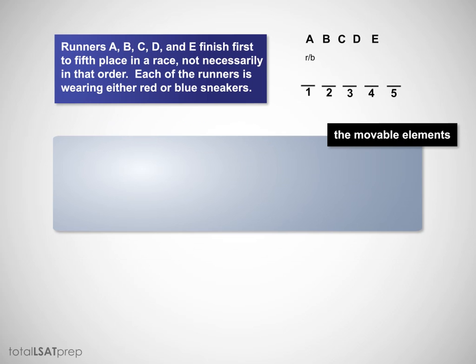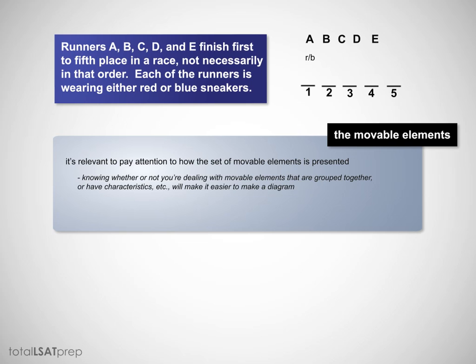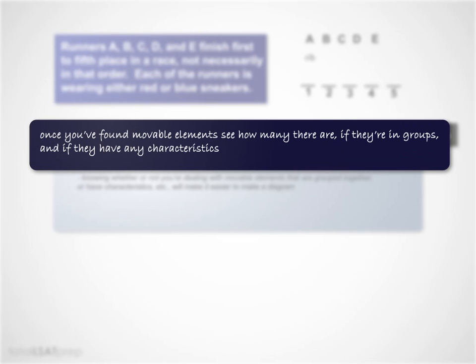So, it's relevant to pay attention to how the set of movable elements is presented, because knowing whether or not you're dealing with movable elements that are grouped together or have characteristics, etc., the other stuff we went over, will make it easier to make a diagram. So to recap, once you find movable elements, see how many there are, if they're in groups, and if they have any characteristics.